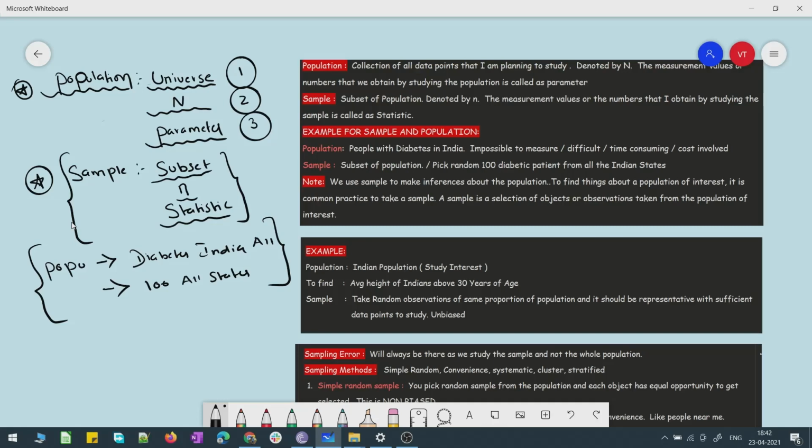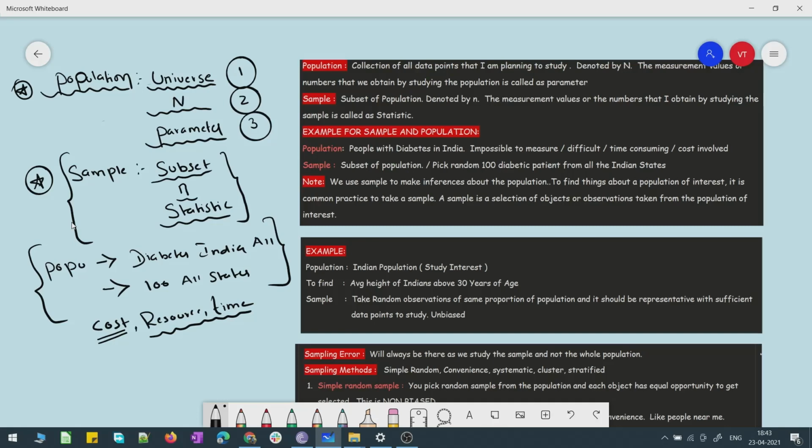The population has got its own drawback. Population, like I said, is going to be the whole universe that I'm planning to study. Is it really possible for anyone to study all the diabetic patients in India? It's really not possible, because first of all, you will end up spending more money to survey it, track it and record it. You have to spend more resources, and also it is going to take more time to complete the whole task of surveying all the diabetic patients in India.